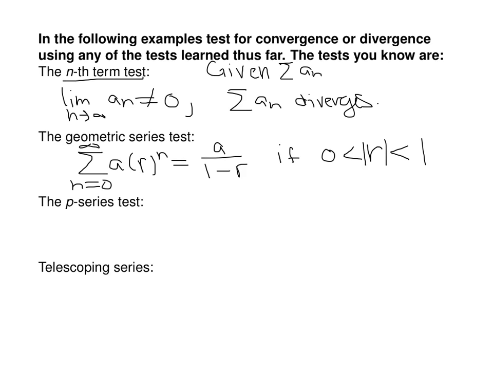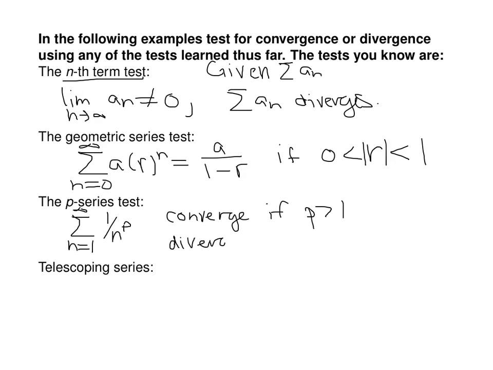Next, we had the p-series test. So this is a series of the form sum from n equals 1 to infinity of 1 over n to the p. This will converge if p is greater than 1, and it will diverge if p is between 0 and 1, or equal to 1.